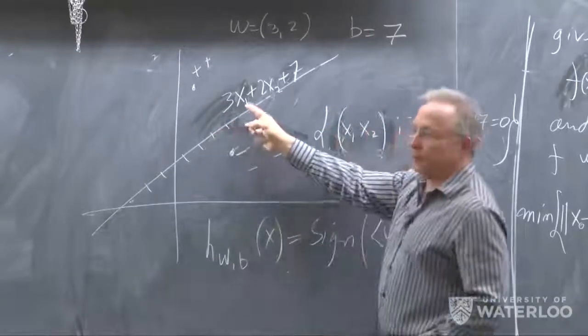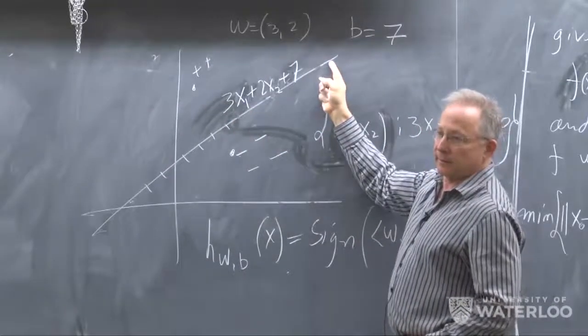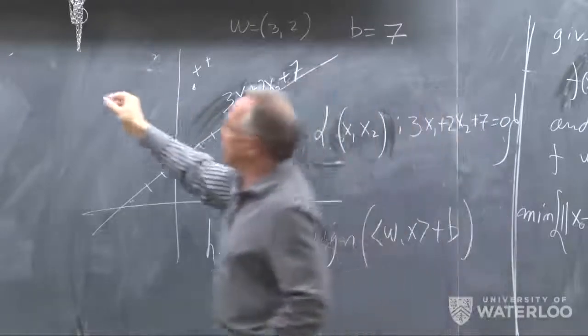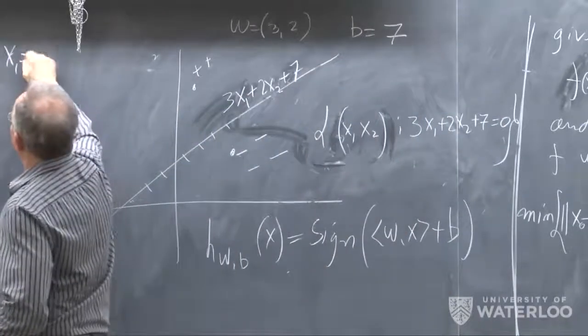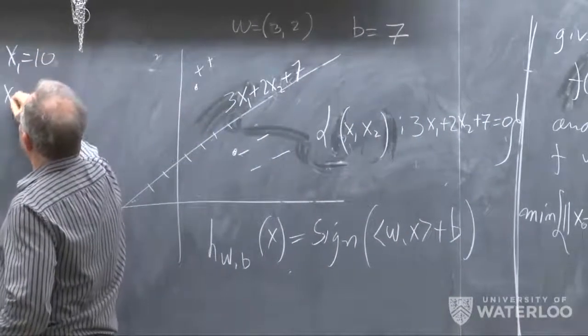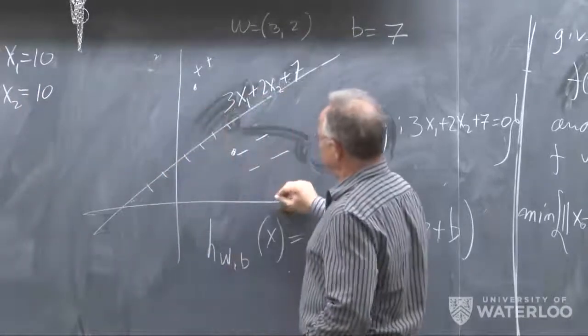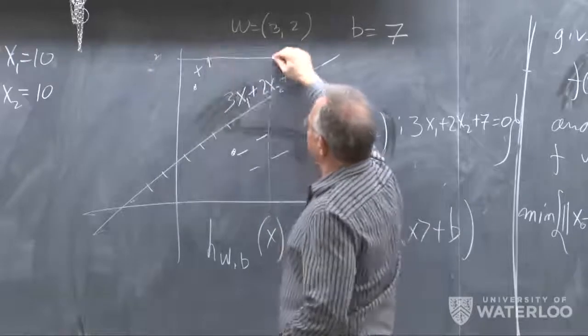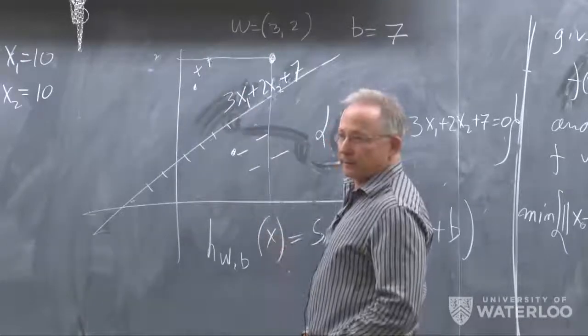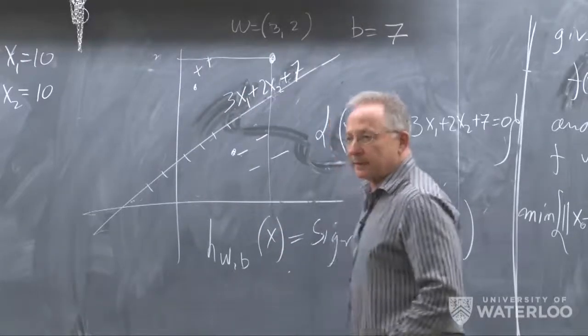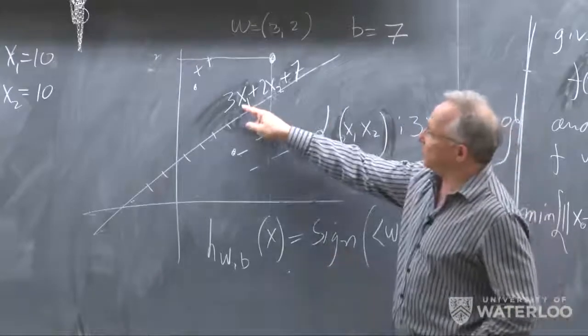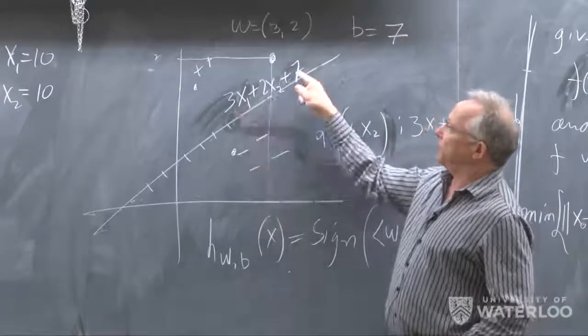If you take this line and the point x1 equals 10, x2 equals 10, where will this point lie? It will be above the line. And that is the same thing as saying that when I substitute 10 here, I get a positive number.